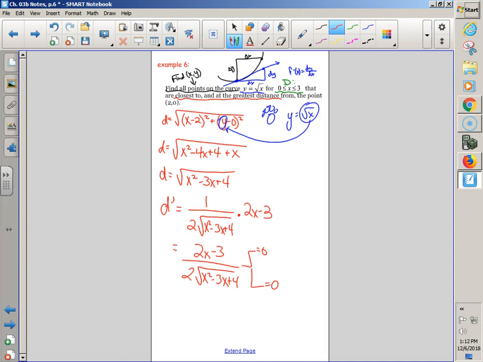So what do I have? 2x minus 3 equals 0. And how do you do this equal to 0? Divide both sides by 2. Still 0. Square both sides. Still 0. So who am I really looking at?